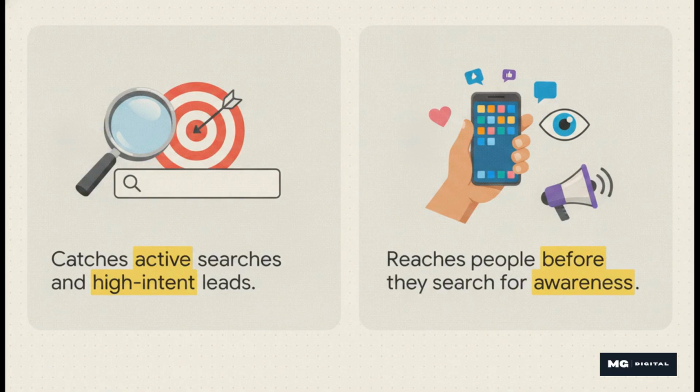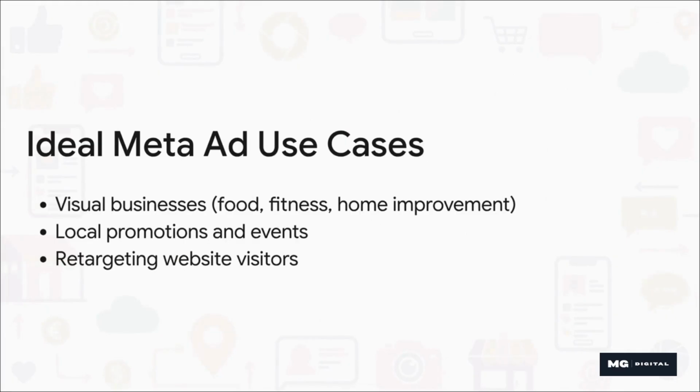Meta ads, on the other hand, operate on a completely different wavelength. They reach people before they even search. You're catching their attention while they're just casually scrolling through their social feeds. You aren't waiting around for them to need you, you're proactively generating local awareness. You're introducing your business to the community so that your brand is top of mind the very moment they do need your services. Because of this awareness-based approach, Meta ads are absolutely ideal for a few specific scenarios.